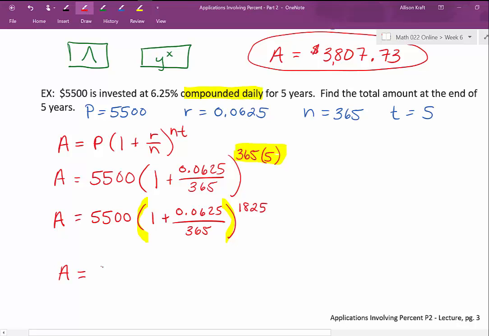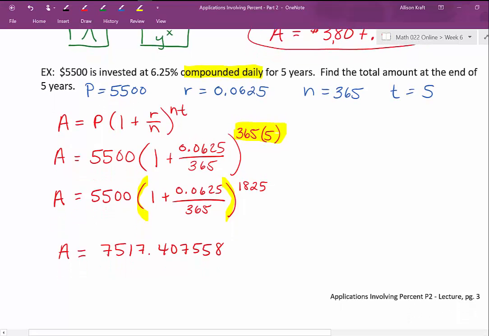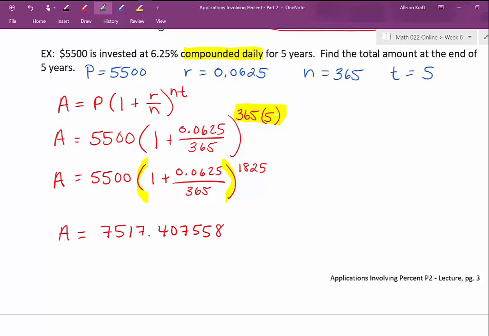Your calculator should give 7,517.407558. Since we're talking money, again, we want to round to the nearest cent. We're going to need to round up here. Our total amount is $7,517.41.